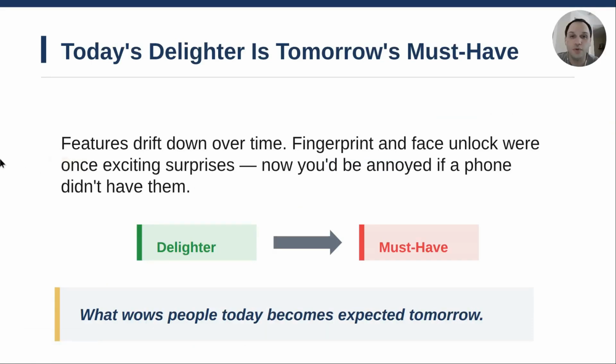Here's a twist worth remembering. Delighters don't stay delighters. Over time, today's wow feature becomes tomorrow's basic expectation. Think about fingerprints and face unlock. When they first appeared, they were exciting surprises. Now, you'd be annoyed if a new phone didn't have them. They quietly slid all the way down into the must-have territory. So the bar keeps rising, and you have to keep finding new ways to delight.